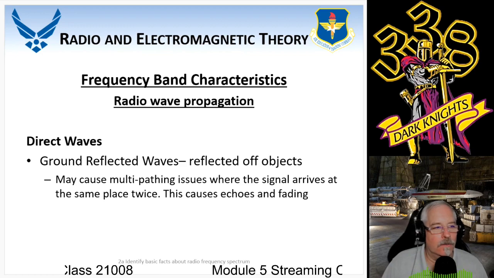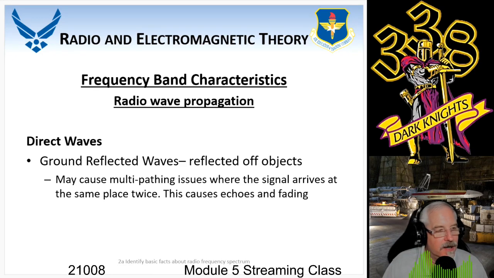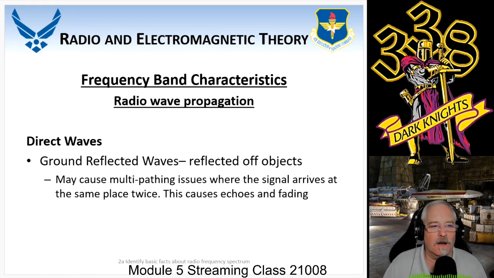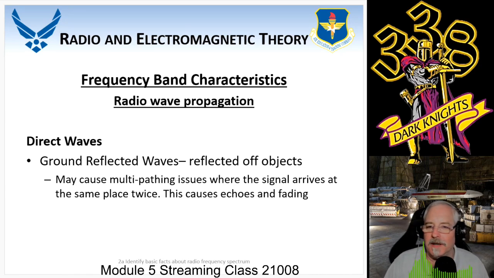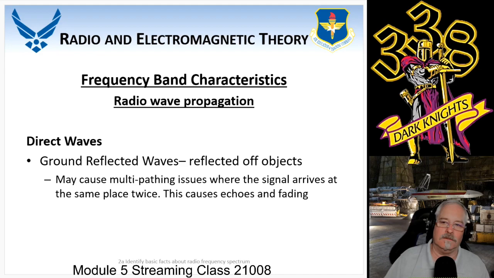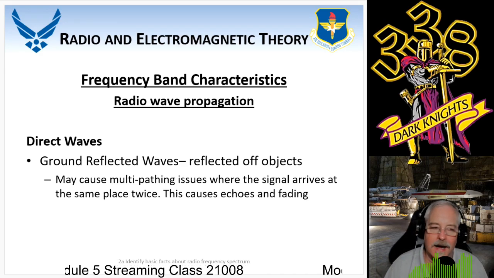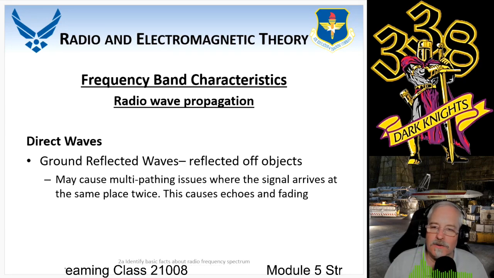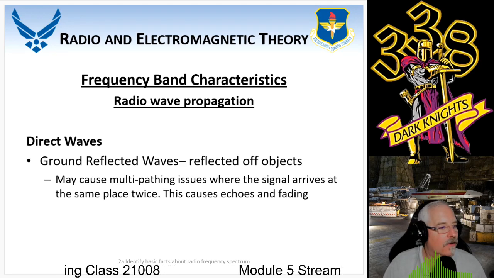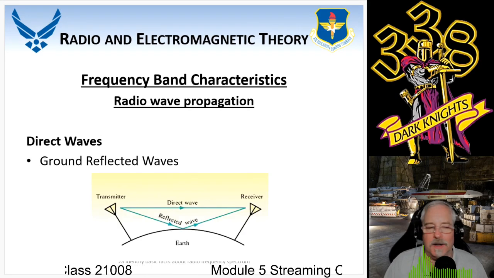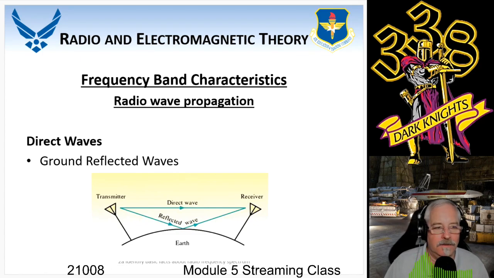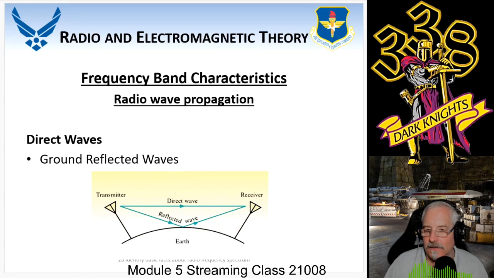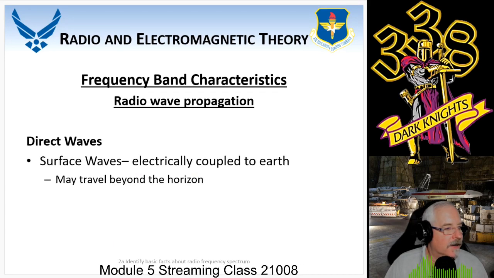When we look at the other direct waves, we've got ground reflected. Just like it says, it's going to reflect off the ground. The problem with some of these ground reflected waves is you get something called echoing or fading, which makes the signal sound like it kind of dies out and then comes back. That's because you have a lot of multipathing in there. Now, better radios compensate for it, and you have a steady signal all the time. Here is an example of a reflected wave that's bouncing off the Earth.